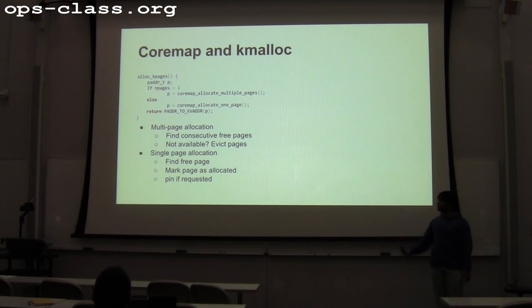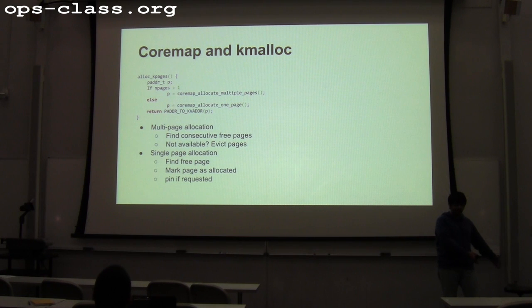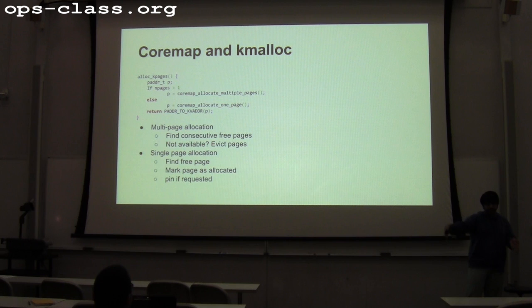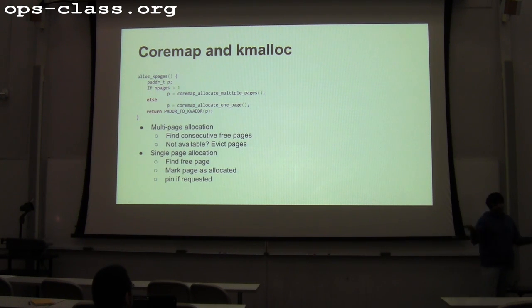So what is the difference between these two functions? In a multi-page allocation, all you have to do is find consecutive pages. And once you find the consecutive pages, you just give the start address of the contiguous region, right? But the problem is you may not always have consecutive or continuous free pages to allocate, in which case you'll have to sometimes evict, right? And here I think you're free to implement your own eviction algorithm. I don't think it matters. The simplest would be to do something like random if you just want a quick working solution.